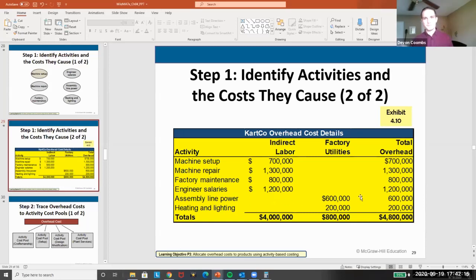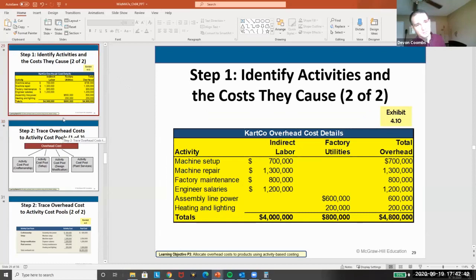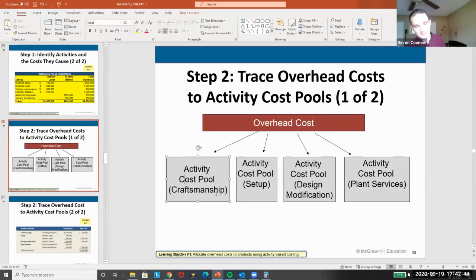So I'd go through and just look at my bills, look at my computer, QuickBooks, whatever I'm using, look at all the bills, and then determine what my overhead was in the past, and then I budget it for the current month. Say, okay, based on the past, I think it'll be up 10%, down 10% or the same. Then I'll trace overhead costs to activity cost pools. So I might say, well, all these costs will be associated, some will be associated with craftsmanship, some will be associated with setup, some will be associated with design, and some will be associated with plant services.